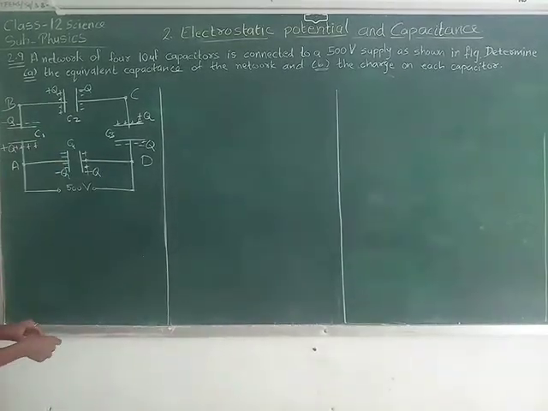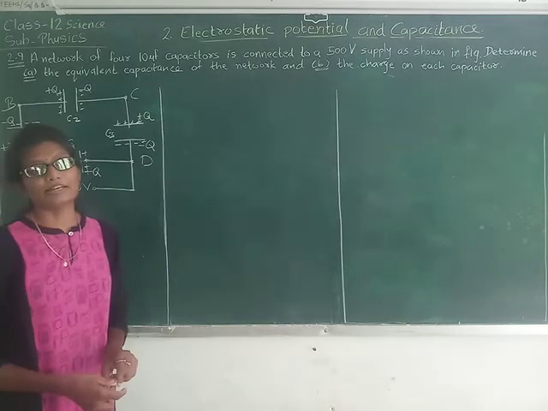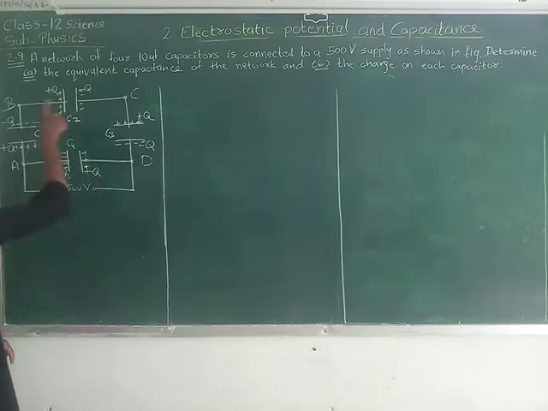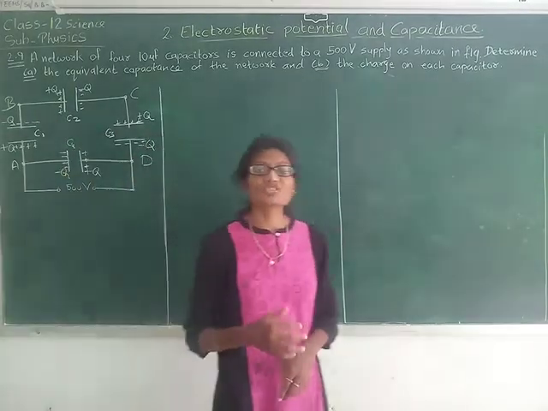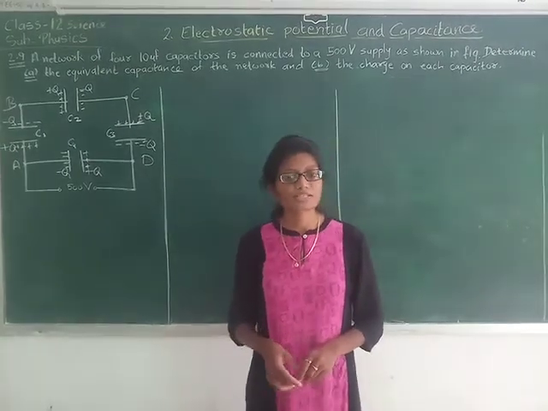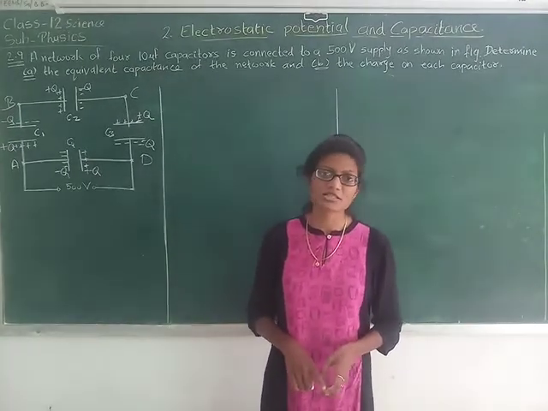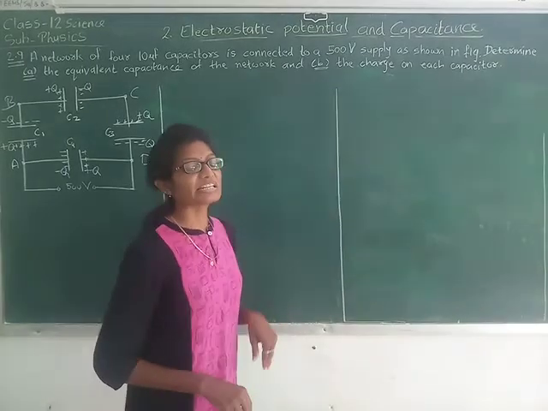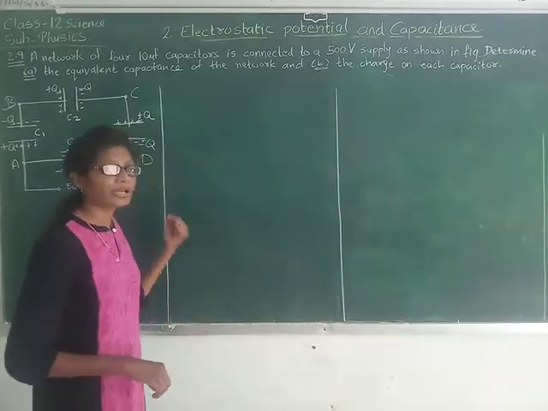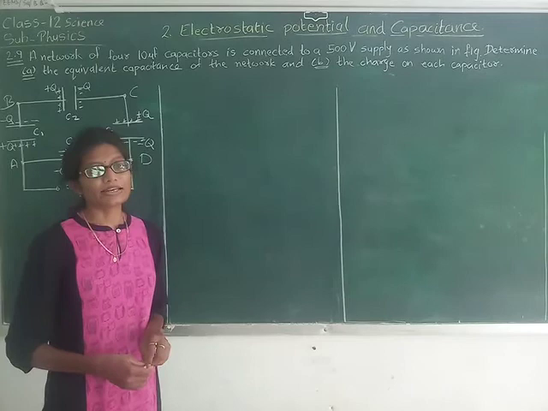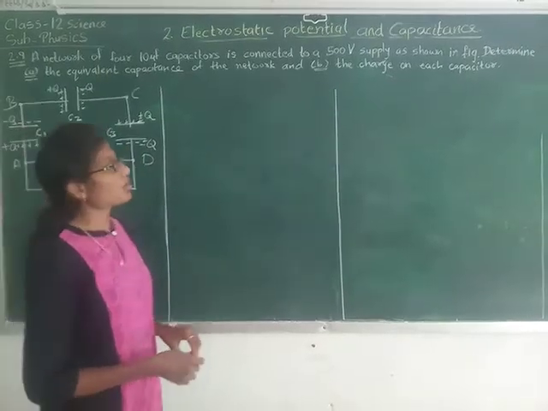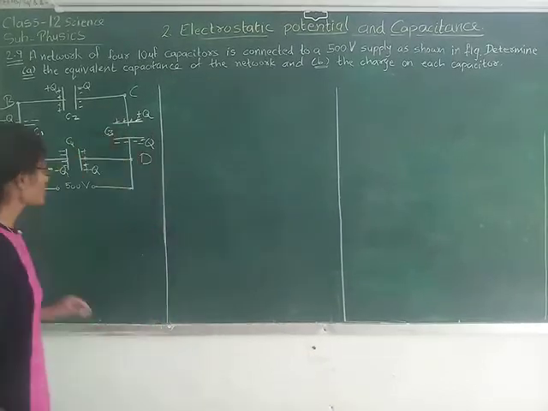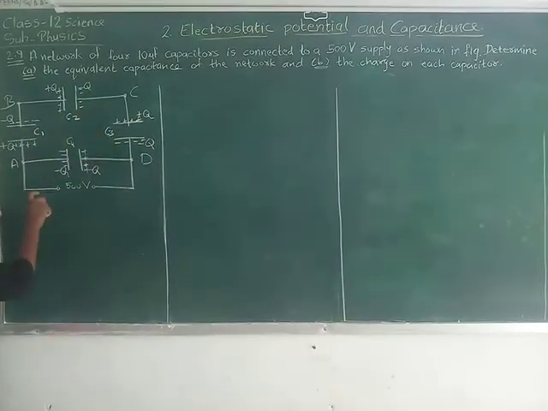Now first what we need to find? Determine the equivalent capacitance of the network. That means here we are having 4 capacitors. First we need to see in what ways these 4 capacitors are connected. We have already studied about the series connection and the parallel connection of the capacitors. So first we need to resolve this network and then find the equivalent capacitance. Also, we need to find the charge on each capacitor. So first of all, let us resolve this circuit.